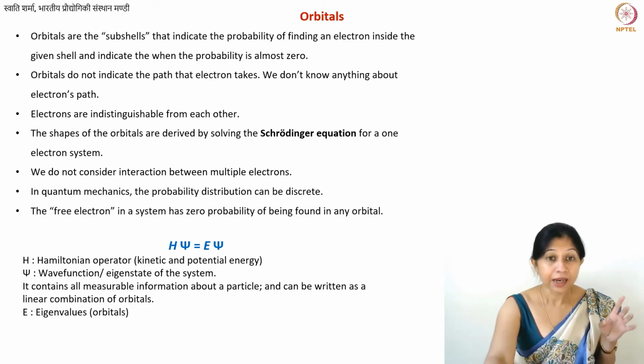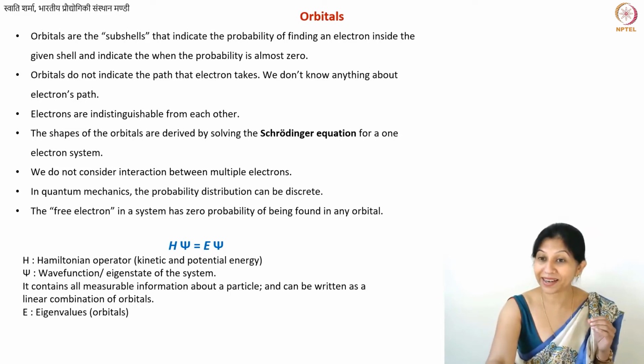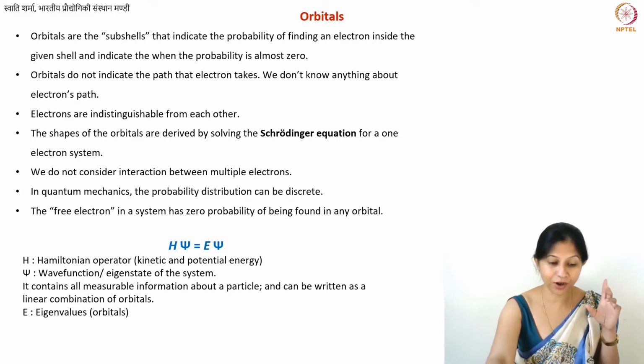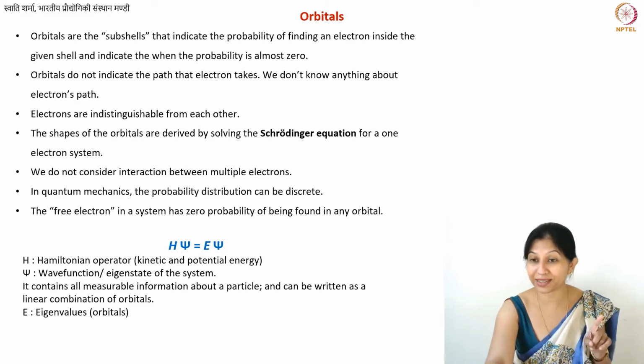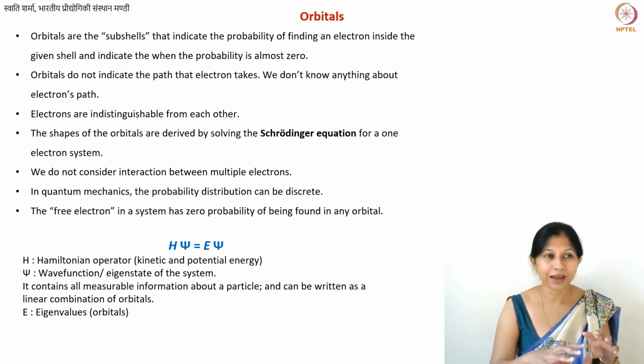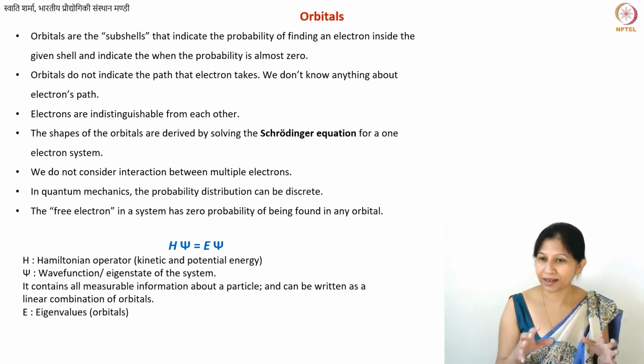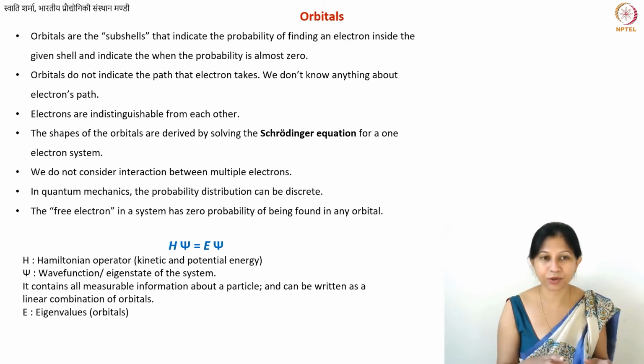Okay. Now, what do I call a free electron? And this is why when we talk about hybridization, it's important for you to understand that the orbitals are not really paths, and this is just a probability distribution.